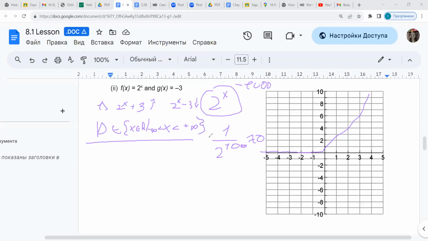Secondly, how would I sketch this graph? I would use a technique of translation as I suggested. So let's pick 3 points to sketch this graph. The first one when x equals 0, the second one when x equals, let's say, 2, and the third one when x equals, let's say, -2. So let's just sketch 2 to the power x first, and then we translate it.